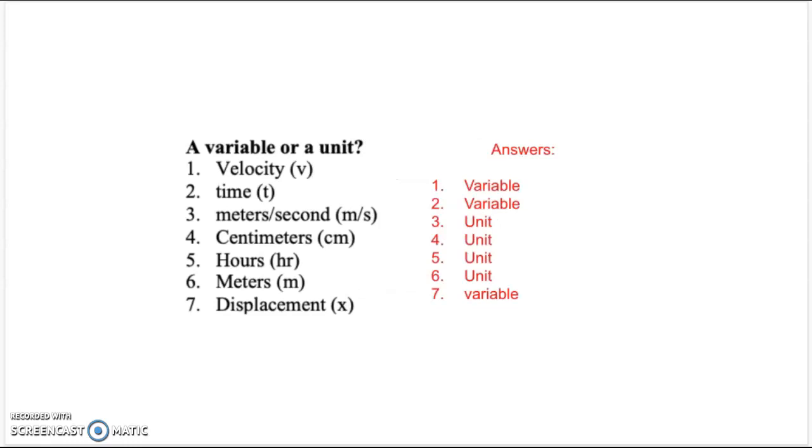And to check our answers, number 1, velocity is a variable. Number 2, time is a variable. 3, 4, 5, and 6 were all units, meters per second, centimeters, hours, and meters. And last but not least, number 7, displacement is a variable.